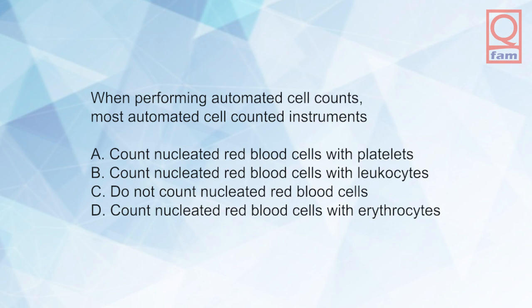When performing automated cell counts, most automated cell counter instruments: A. Count nucleated red blood cells with platelets. B. Count nucleated red blood cells with leukocytes. C. Do not count nucleated red blood cells. D. Count nucleated red blood cells with erythrocytes. The answer is B. Count nucleated red blood cells with leukocytes.